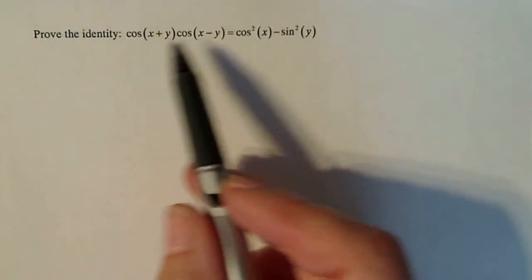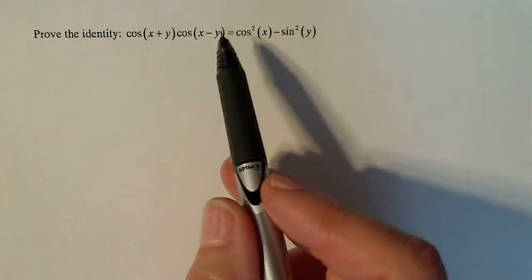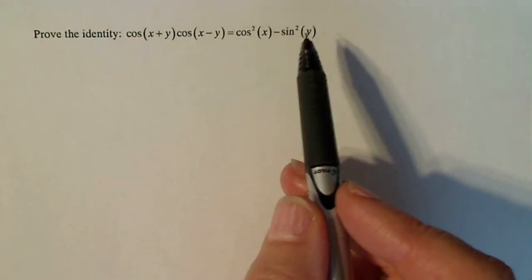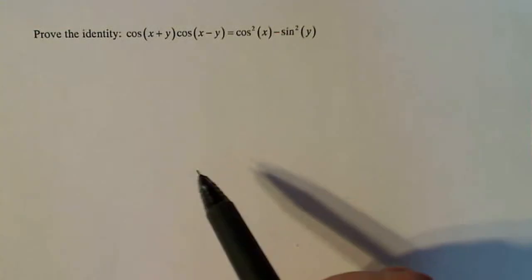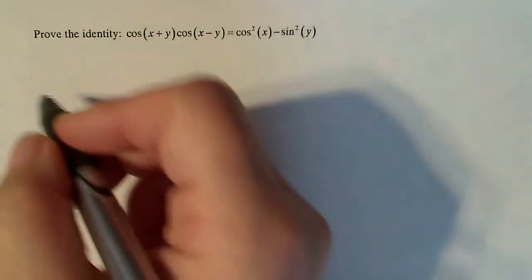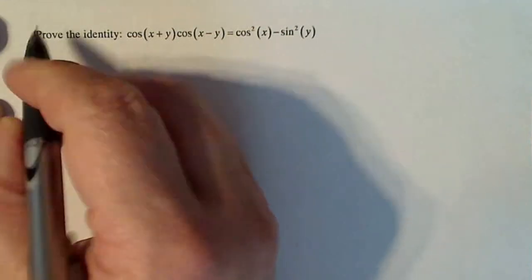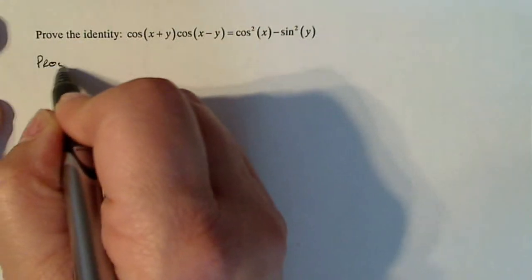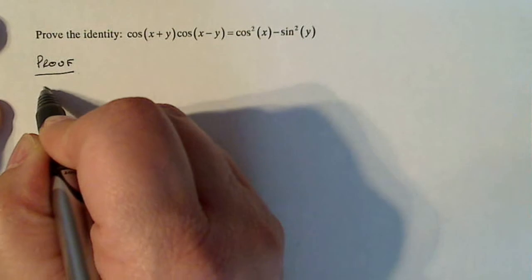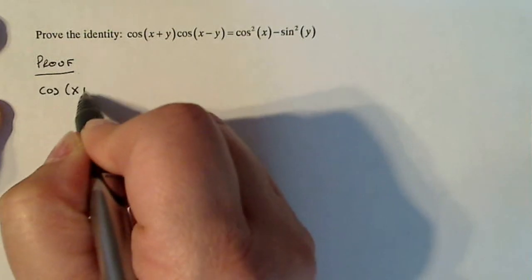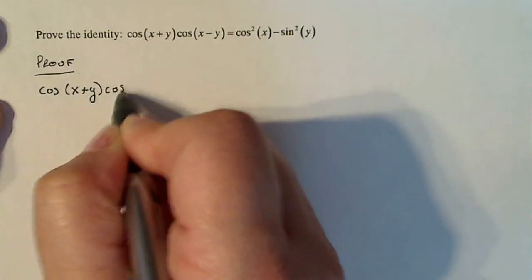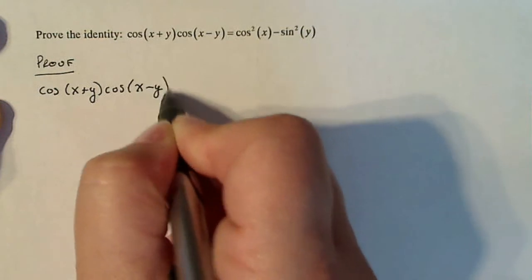So again, when you prove any identity, you start with one side and you end with another. You don't mess around with both sides. It just doesn't work. You get confused. However, if I start with this side, this is my proof. I'm going to start with the left side. Cosine of x plus y times cosine of x minus y.